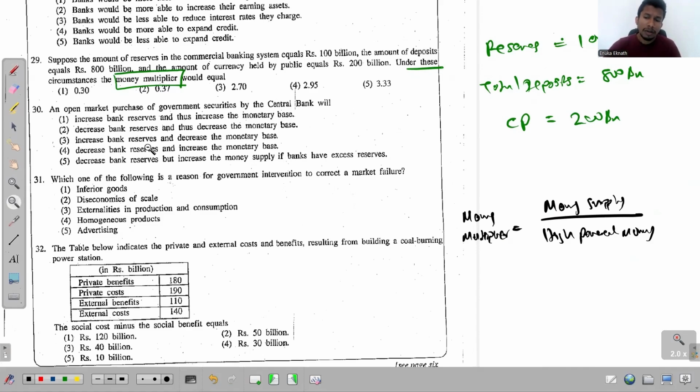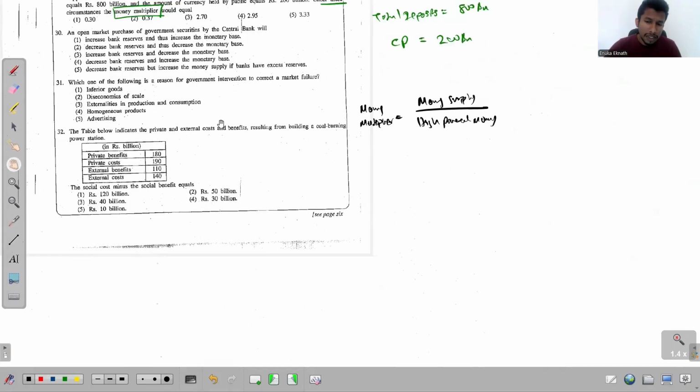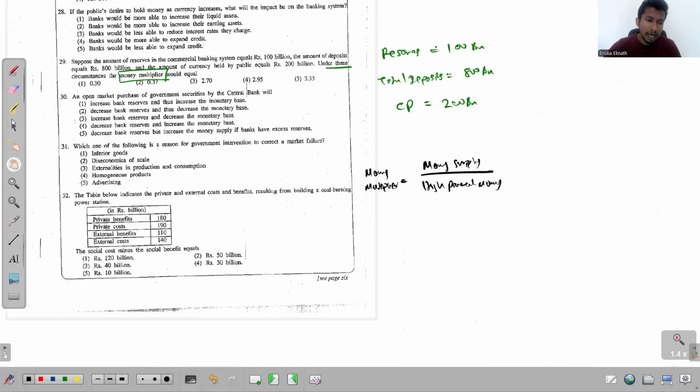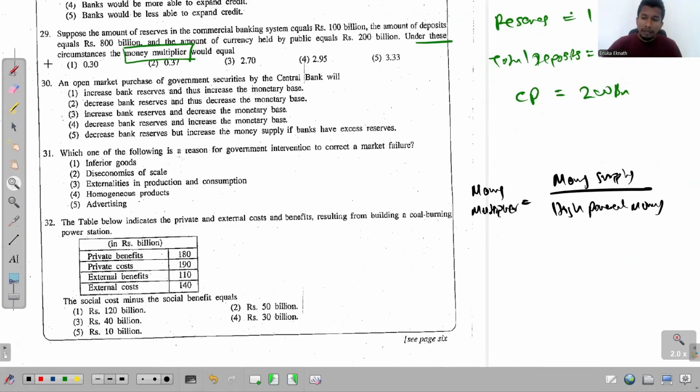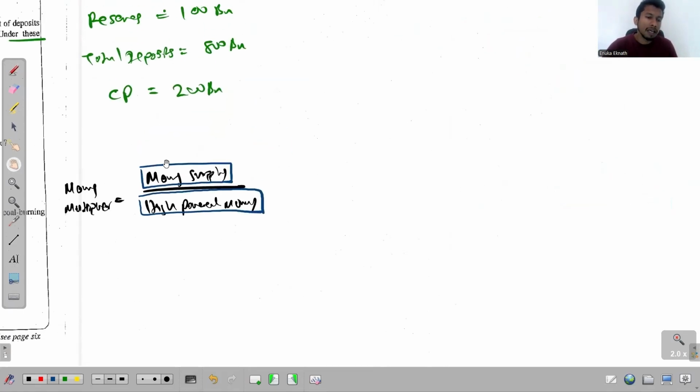All right. So there are two things that you need to understand. You need to first understand the way that you calculate the money supply. And on the other side, you need to understand the way that you calculate this high powered money. So if you know how to get the values of these two, you can calculate the money multiplier. Simple as that. So the first question is how to find the money supply.